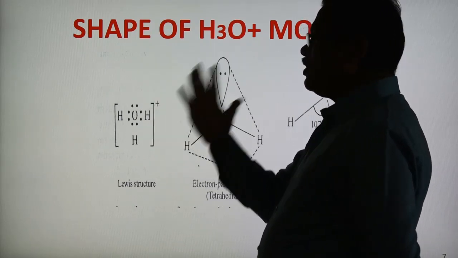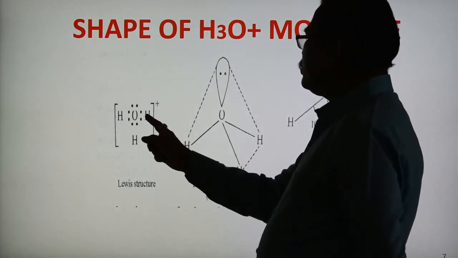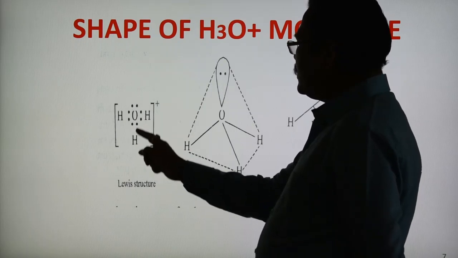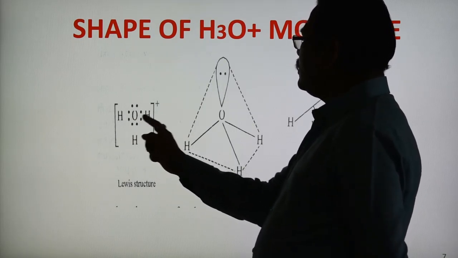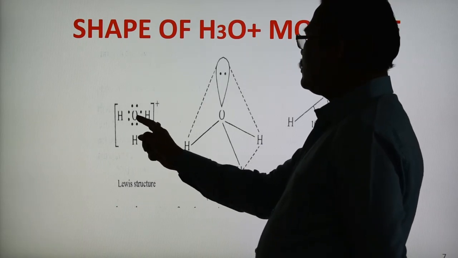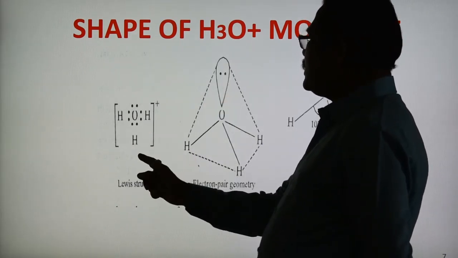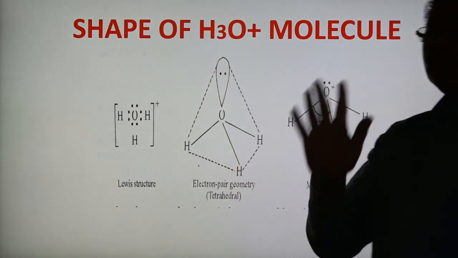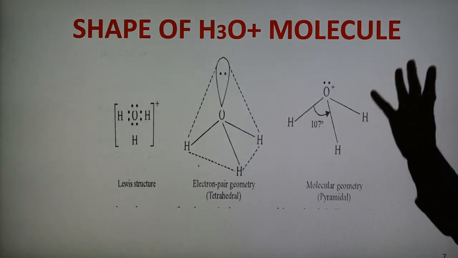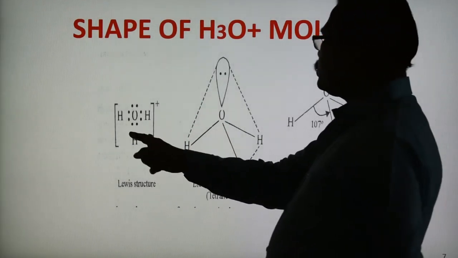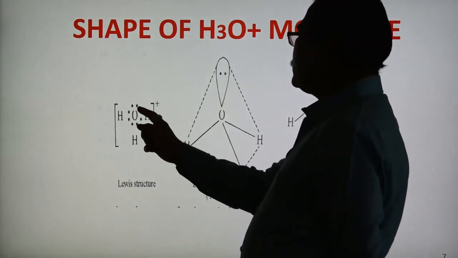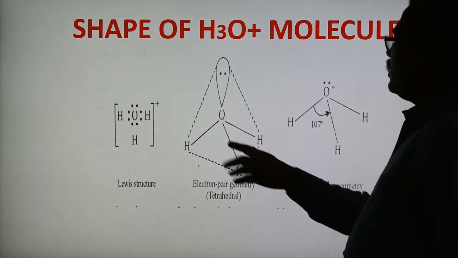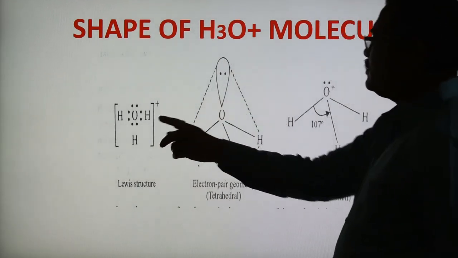Out of the 5, 3 electrons take part in bond formation with the 3 hydrogen atoms. Here is the electron of hydrogen and 1 electron of oxygen, so this is a shared electron pair, this is another shared electron pair, and a third. So 3 hydrogen electrons and 3 electrons of oxygen form 3 bond pairs: 1, 2, 3, and 1 is a lone pair. So total electron pairs are 4. In case of the hydronium ion there are 4 electron pairs, 3 bond pairs and 1 lone pair. This is the Lewis structure.